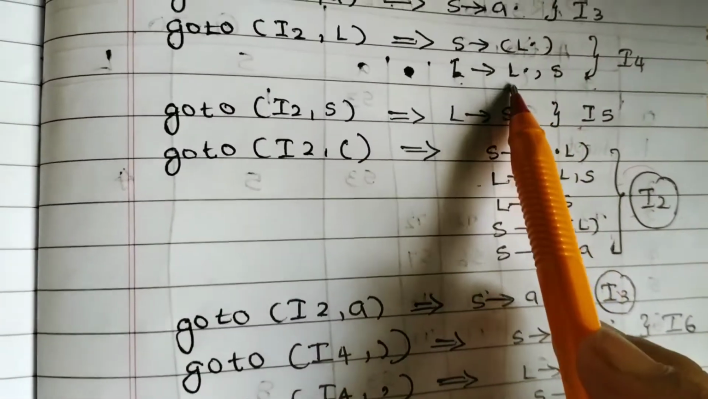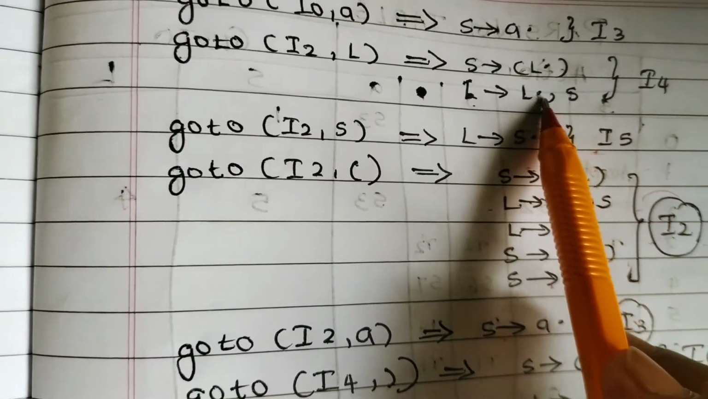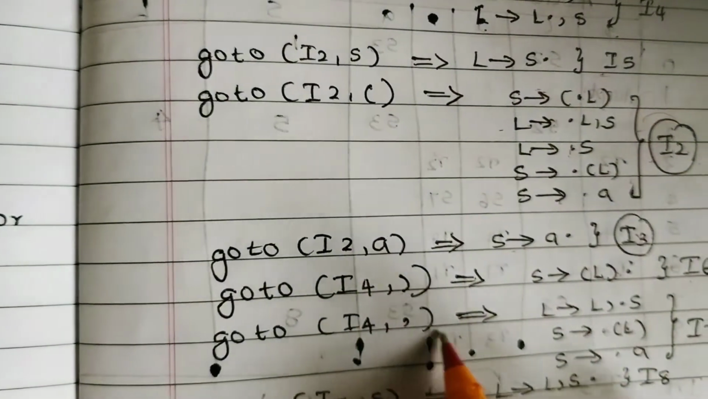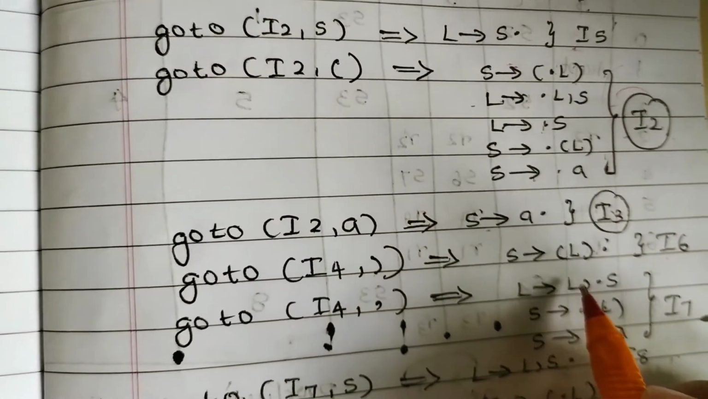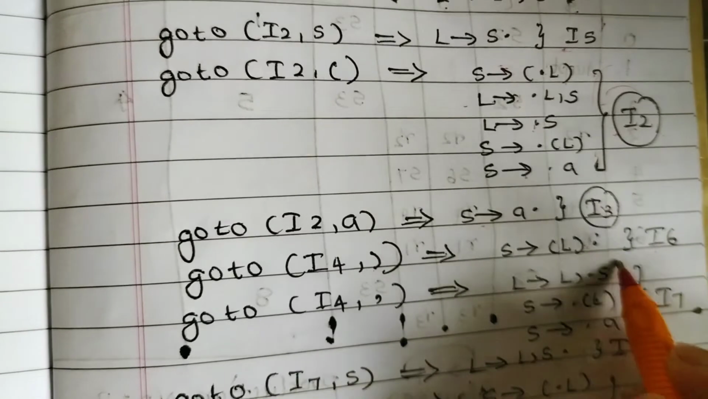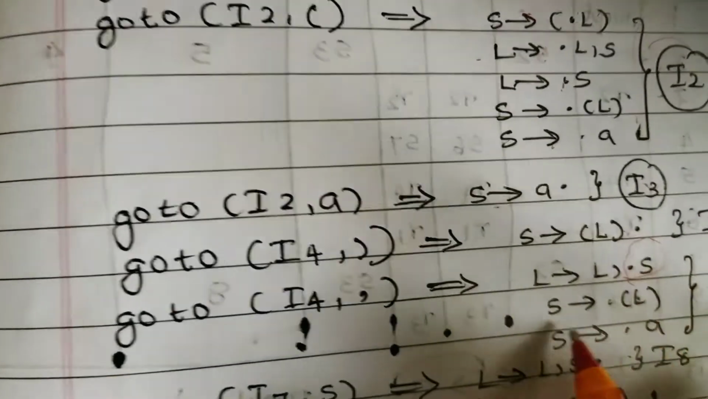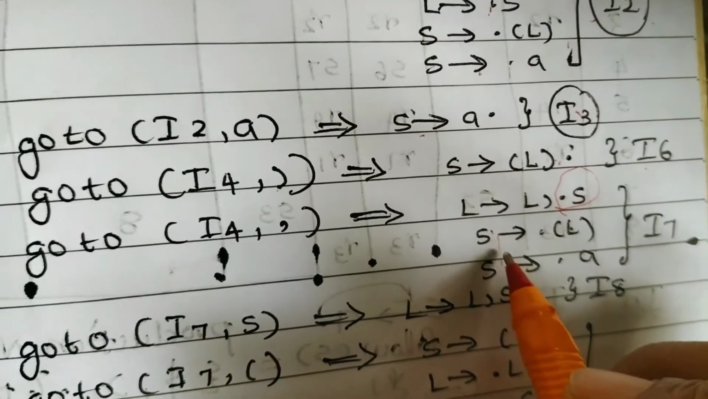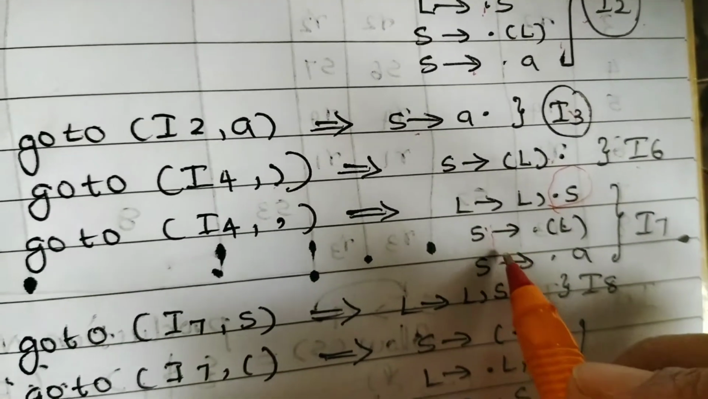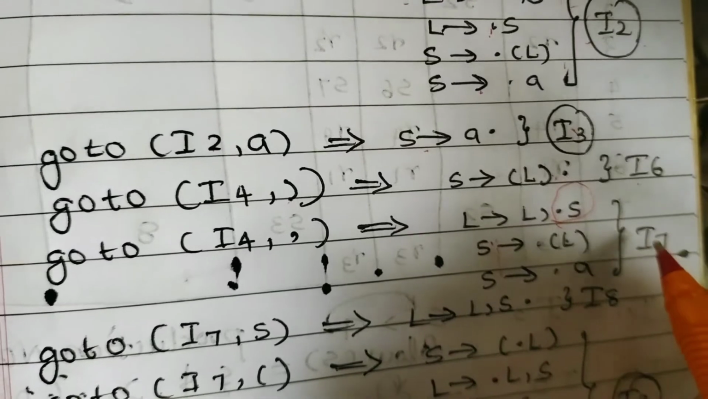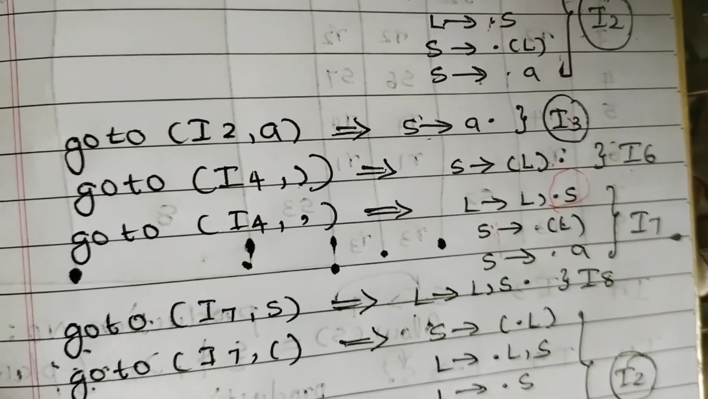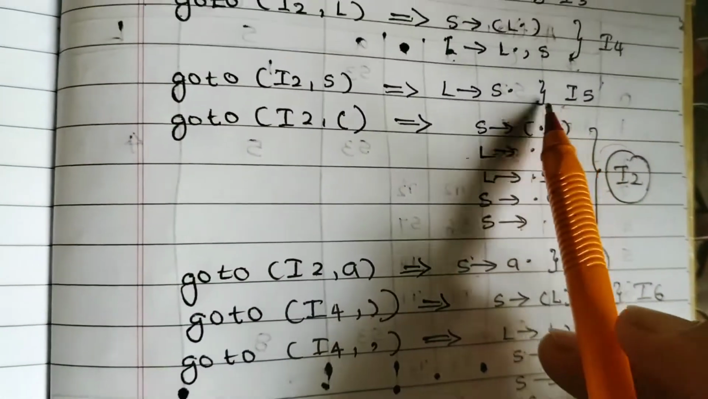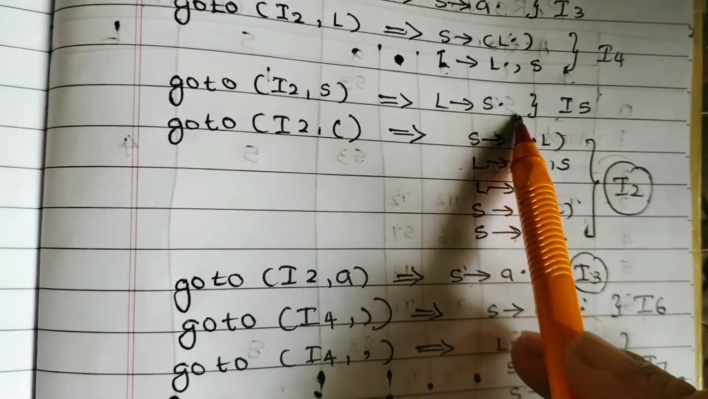Okay. Now next in I4 what you have to parse? See, there is a comma present, right? So I4 comma. Now L tends to L comma dot S. See, after the dot a non-terminal is coming, so you have to write the productions of that particular non-terminal. So we are writing the S productions and you are giving the name I7.